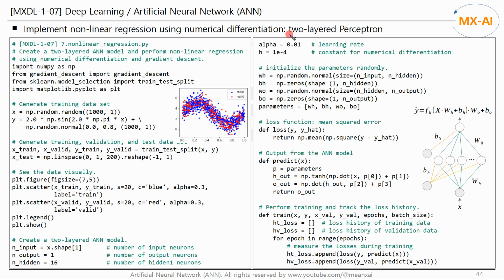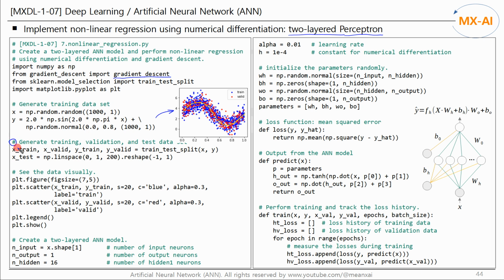Now, let's implement a two-layered neural network model to perform nonlinear regression. Here we will also use the gradient descent function we created before. The data we will use is like this. This is a data set mixed with Gaussian noise along a sine curve. We want to use this data to estimate a nonlinear regression curve like this.